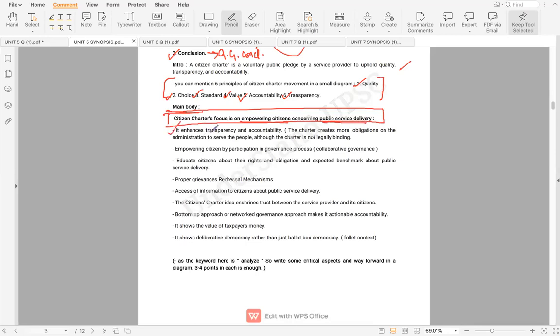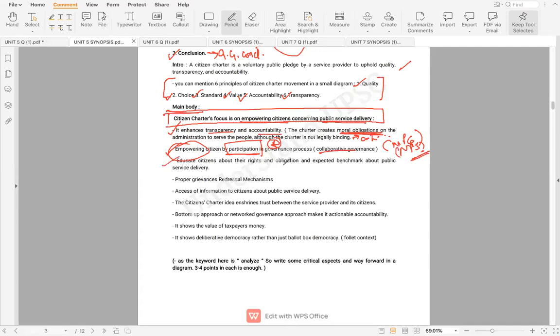So we'll talk about enhancing transparency and accountability. The charter creates moral obligations on the administration to serve the people, although the charter is not legally binding. This is one criticism that we'll try to bring about in the negatives. Empowering citizens, we have to talk about empowerment. How is it empowering? Because of the participation in the governance process. Whenever you talk about participation, you can mention keywords such as collaborative governance, new public service, etc.